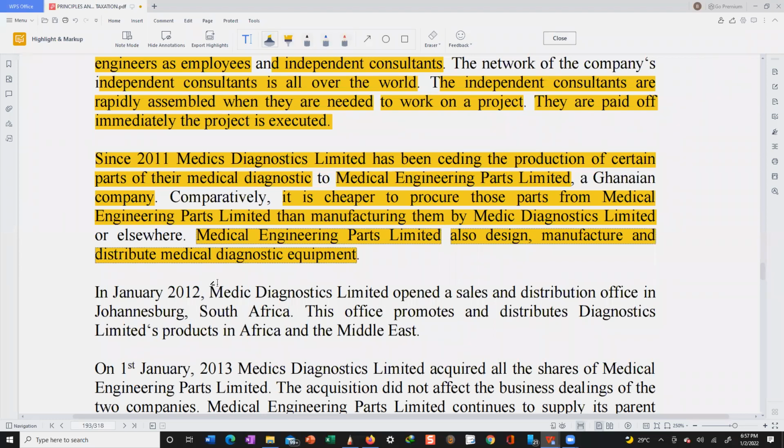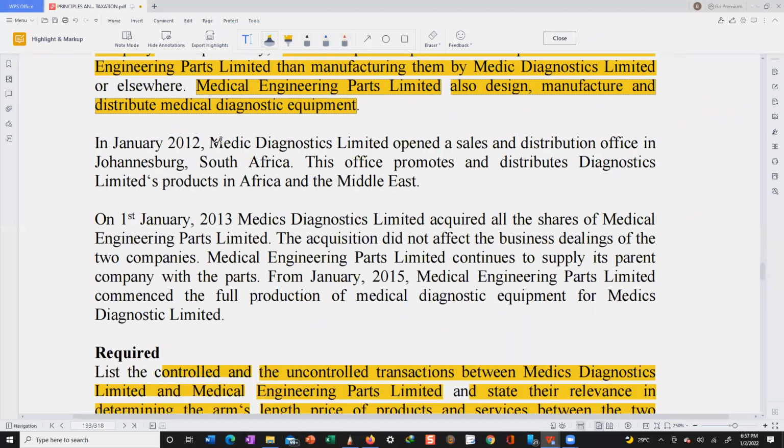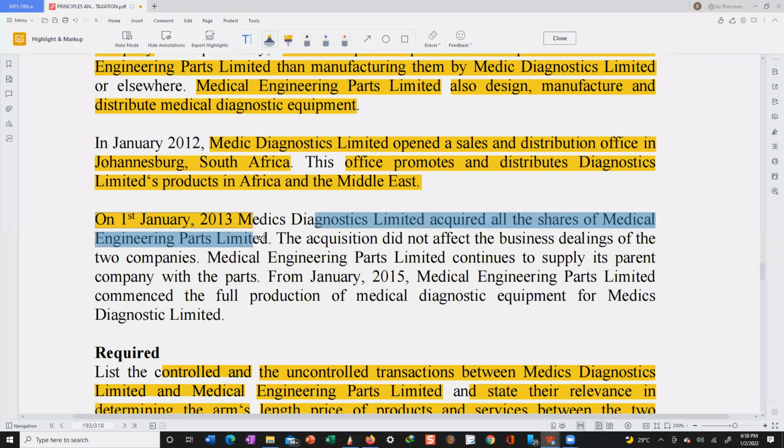Are we okay? So it tells us that in January 2012, Medic Diagnostic opened a sales and distribution office in Johannesburg, South Africa, and this office promotes and distributes Medical Diagnostic Limited's products in Africa and the Middle East. In January 2013, Medic Diagnostic acquired all the shares of Medical Engineering Parts Limited. You see now there has become a controlled relationship.